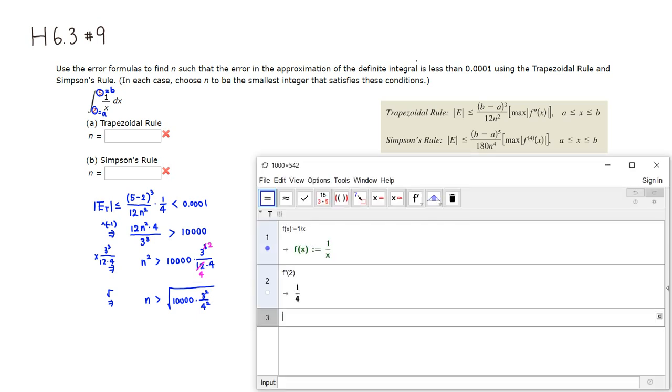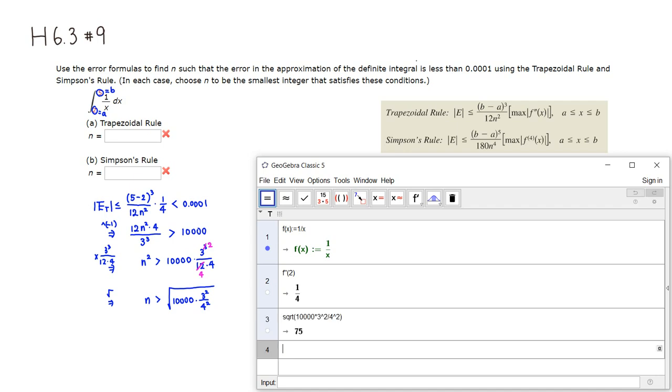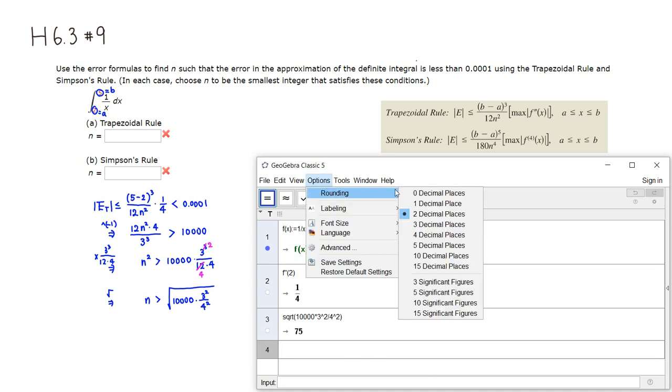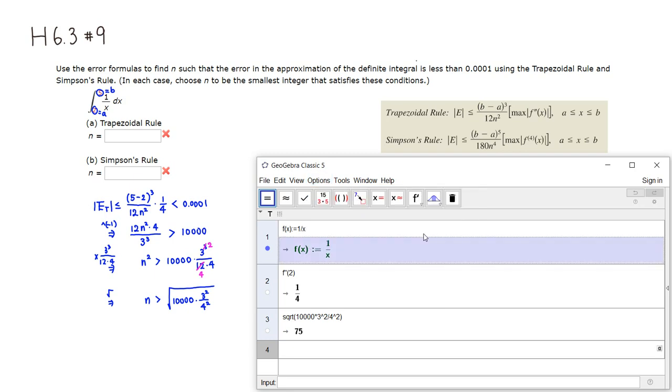So I'm going to take the square root of 10,000, that's 1, 2, 3, 4 zeros, times 3 squared divided by 4 squared. Hit enter. It came out to be 75. Let's see, what's the precision there? It's actually 75 exactly.